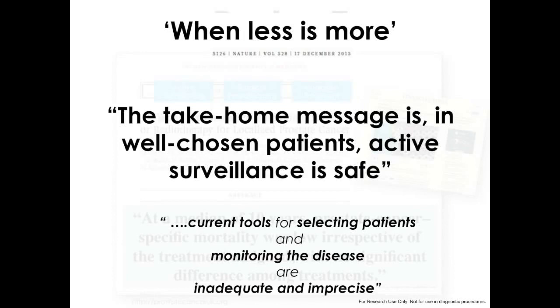That for those men who are chosen well, active surveillance is perfectly safe. Indeed, it would be the preferred option because the quality of life is significantly improved for men who don't have those invasive treatments. However, the current tools for selecting which patients to go on active surveillance are inadequate and imprecise.